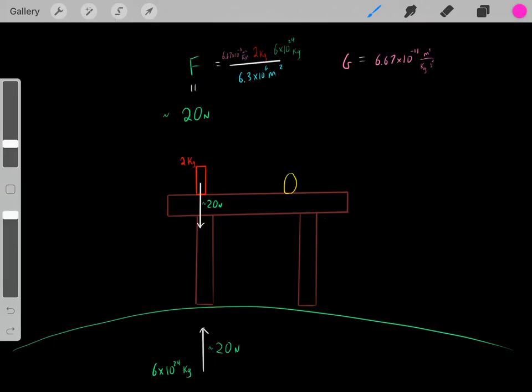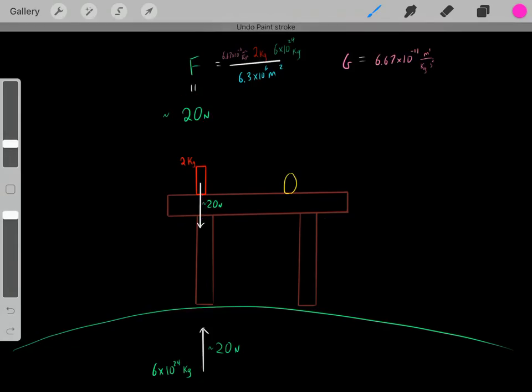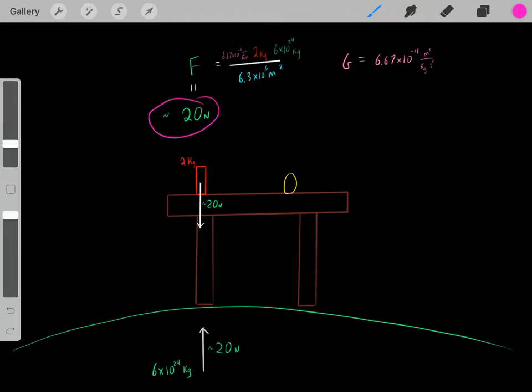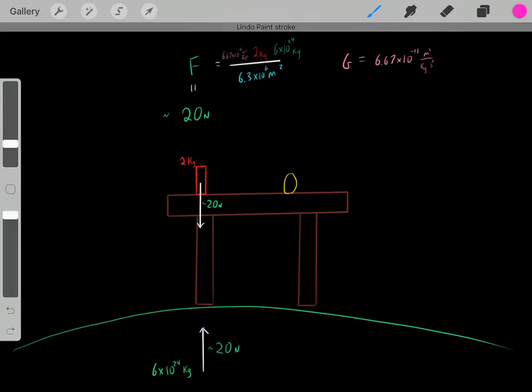Now we know these forces that this book feels towards the earth and that the earth feels towards the book would be 20 newtons. And again, this is really an estimate, because we're estimating the mass and we're estimating this distance, but a rough estimate is around 20 newtons. So the book is going to feel a 20 newton attractive force towards the earth, and the earth is going to feel a 20 newton attractive force towards the book.